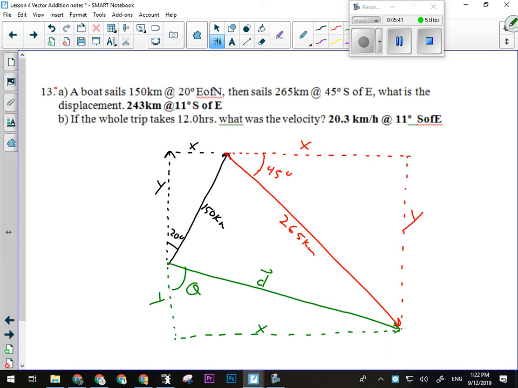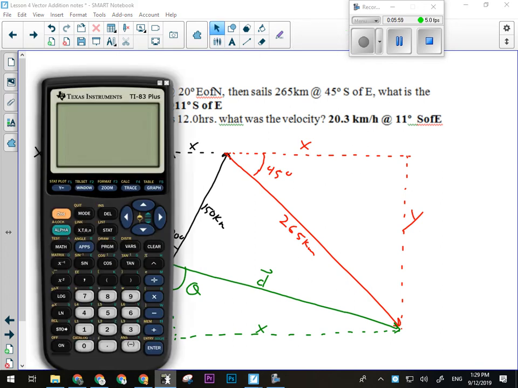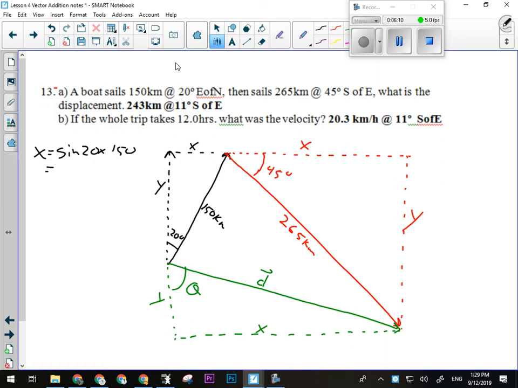All right, I'll give you some time to get ahead of me on the math, and then we'll look at that. So now that we've got the diagram drawn, we need to find all the x's and all the y's. Okay, so black x is the opposite side in that triangle, so that'll be sine of 20 times 150. So we're looking at 51.303. For y, it's the adjacent side, cos of 20 times 150.